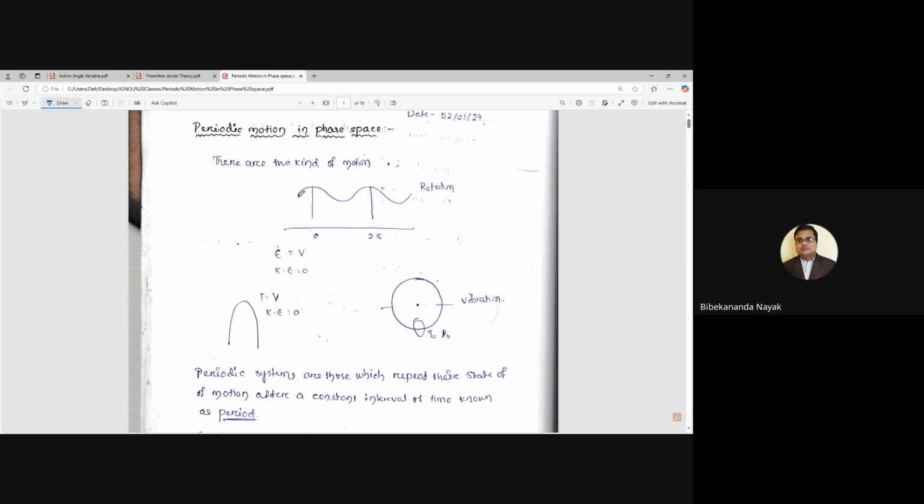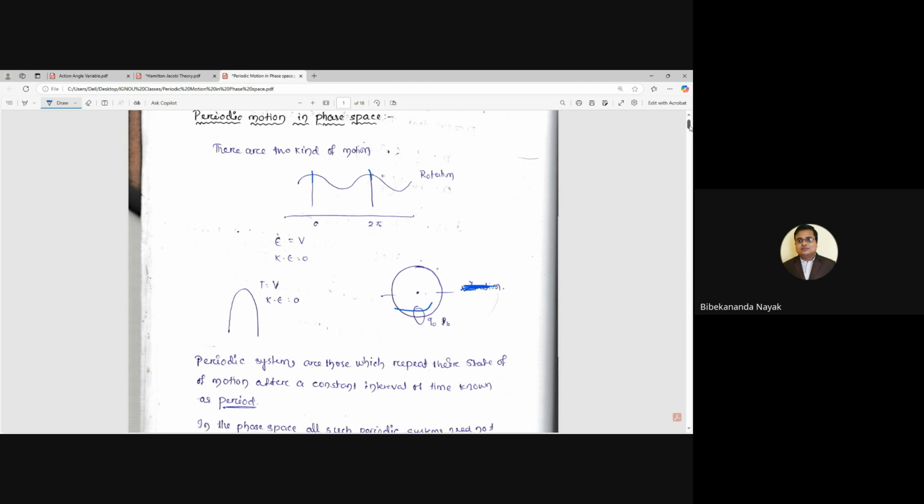If you plot this with the angle 0 to 2 pi, then the motion repeats itself, like sin x, cos x, the wave. Sin x repeats itself after 2 pi. That is one kind of thing, known as rotation. Another kind of thing, where motion repeats itself in this pattern, is known as libration.